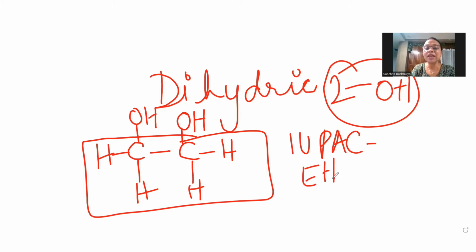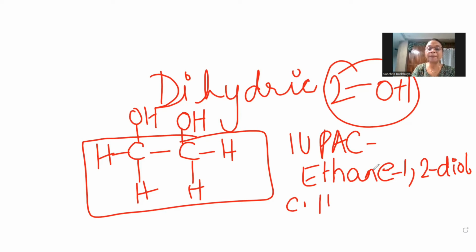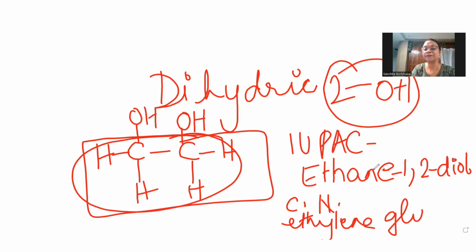Ethane. The E is retained, you have to write the E. If the functional group is repeated more than once, do not drop the E. So it is called ethane-1,2-diol. And the common name, this is ethylene glycol. Ethylene glycol. Okay. So similarly, we can go on writing propylene glycol.